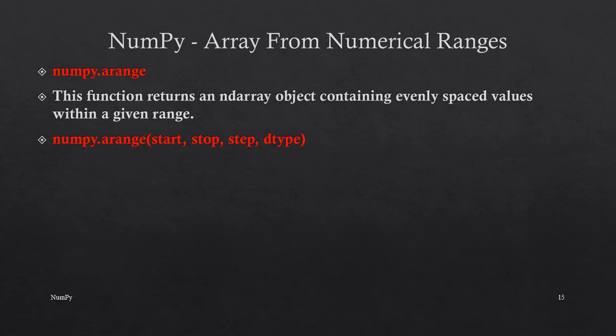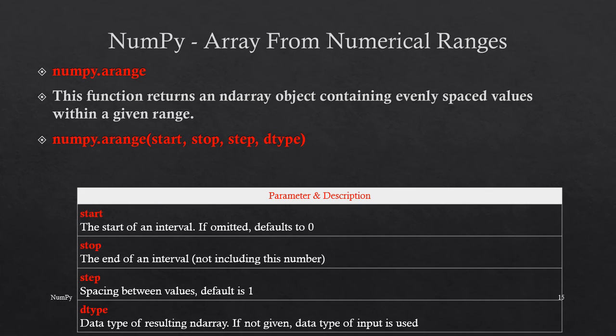Next, how an array can be created from some numerical ranges. For that, another method is arange. This function will return an n-dimensional array object containing evenly spaced values within the range. The range can be in this format: start, stop, step, and dtype.